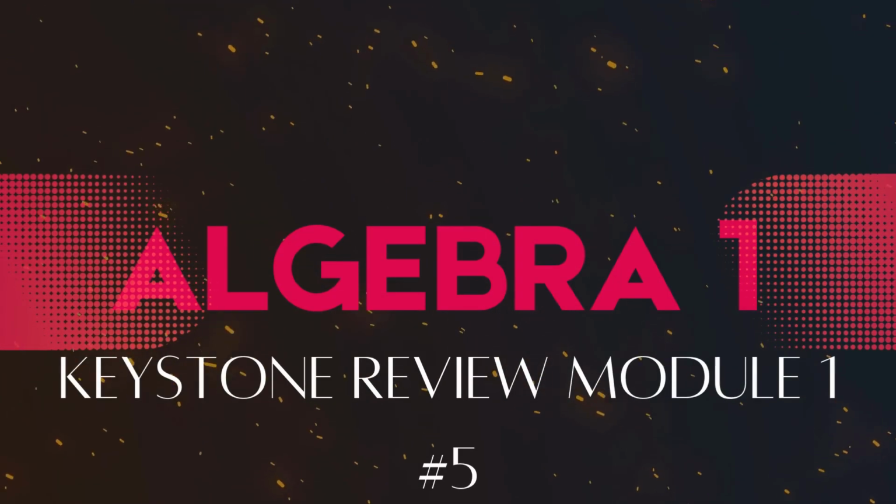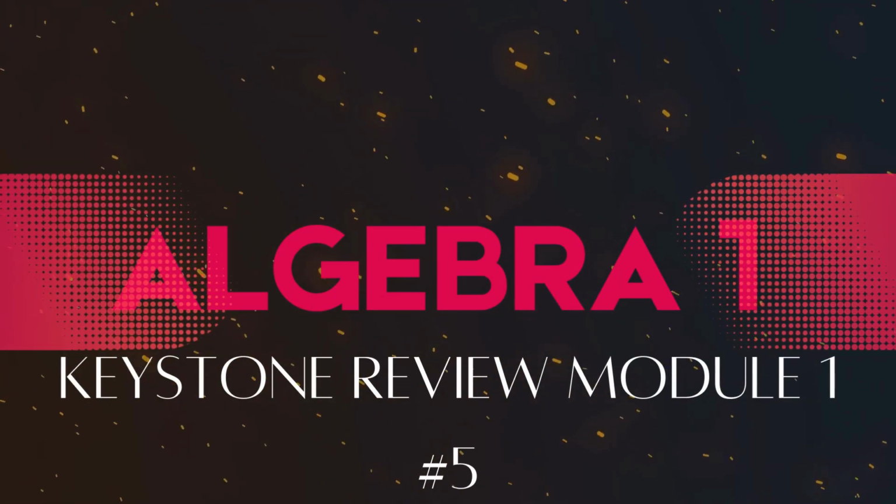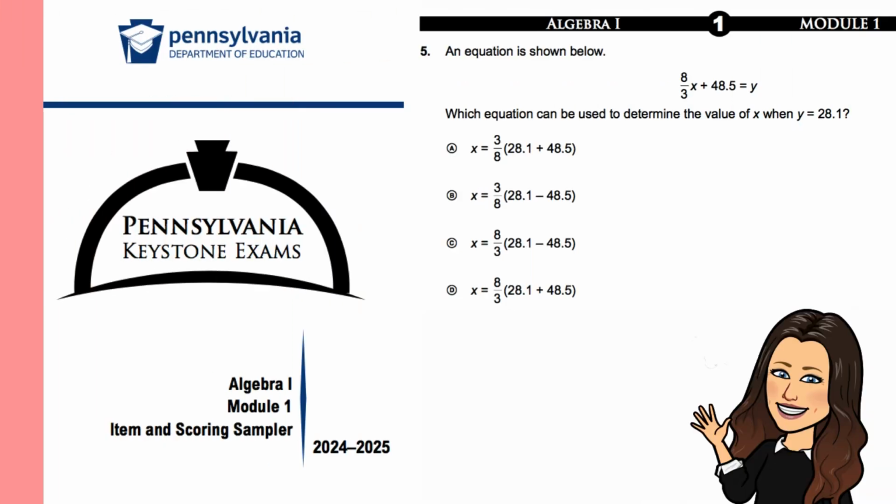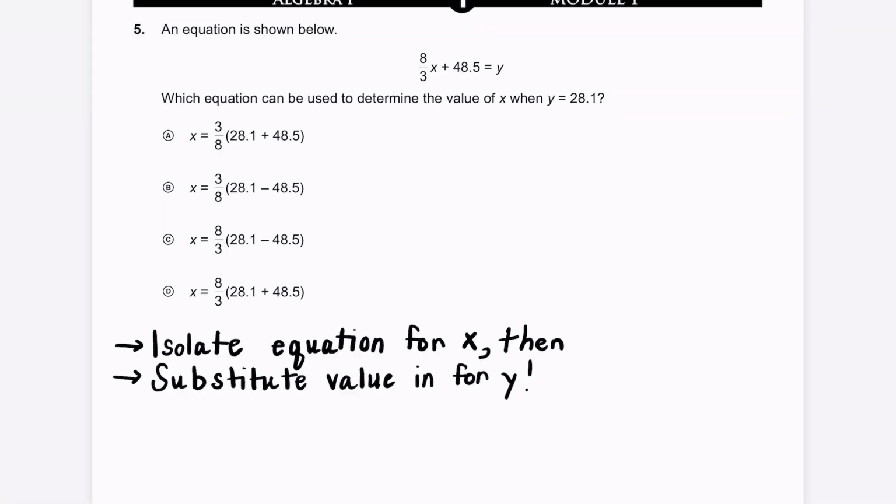So continuing on with our Module 1, Algebra 1 released items from the 2024 Keystone, we are at question number 5. Question number 5 is asking us to get an equation in terms of x. Right now the y is isolated, and what we want to do is isolate the x, so we want to get that x by itself. It's also asking us to evaluate it when y is a particular value.